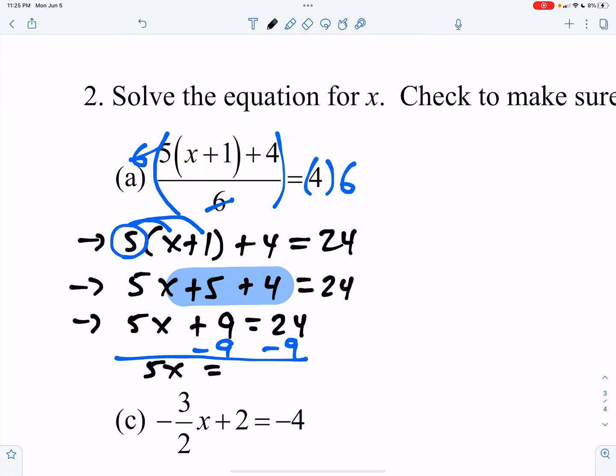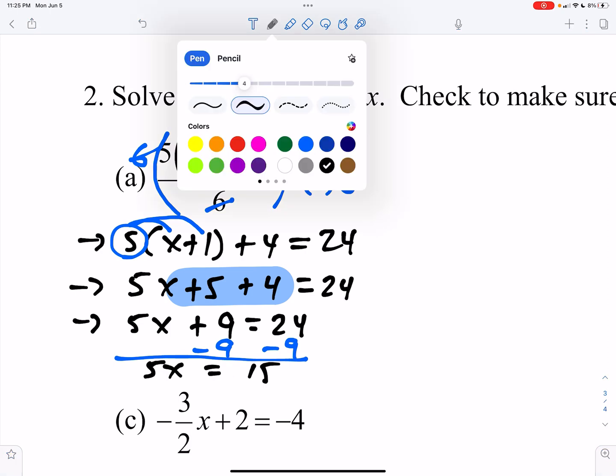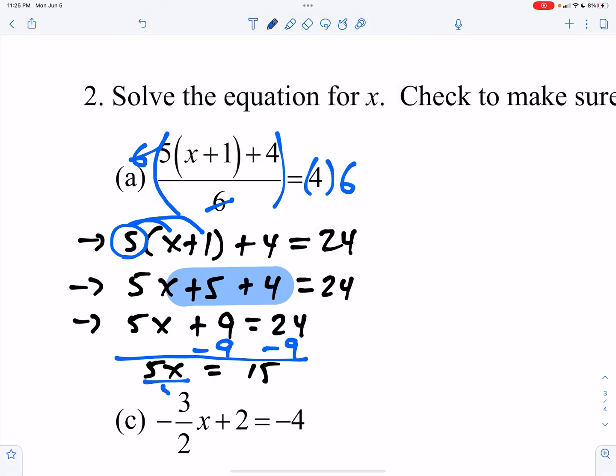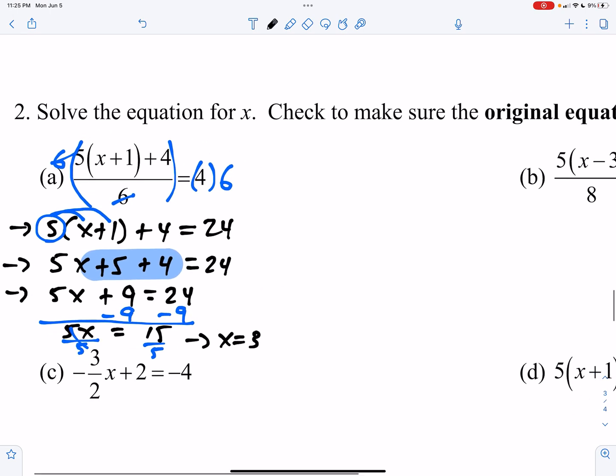And we get 5x equals 15. Last step, we're going to divide by 5. And x equals 3 in this case. Or we hope it equals 3. So what we're going to do is we're going to check the work.